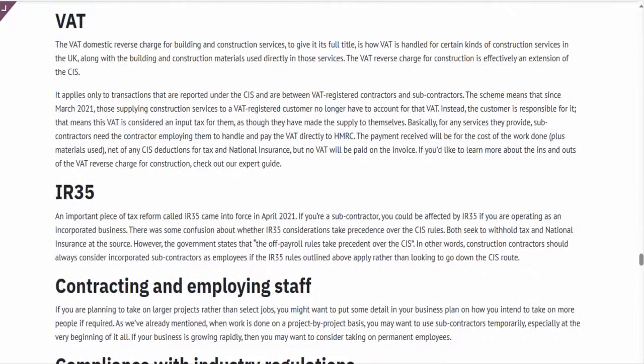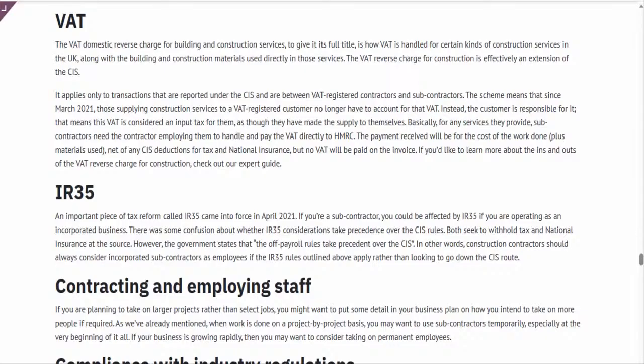VAT. The VAT domestic reverse charge for building and construction services, to give it its full title, is how VAT is handled for certain kinds of construction services in the UK, along with the building and construction materials used directly in those services. The VAT reverse charge for construction is effectively an extension of the CIS. It applies only to transactions that are reported under the CIS and are between VAT-registered contractors and subcontractors.